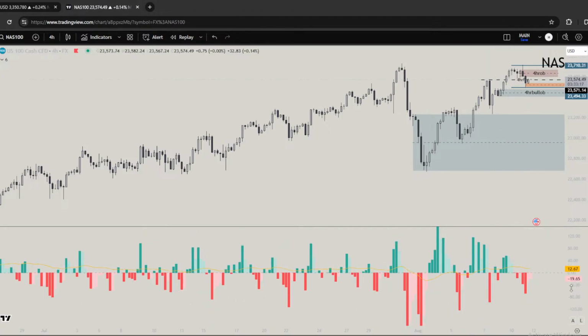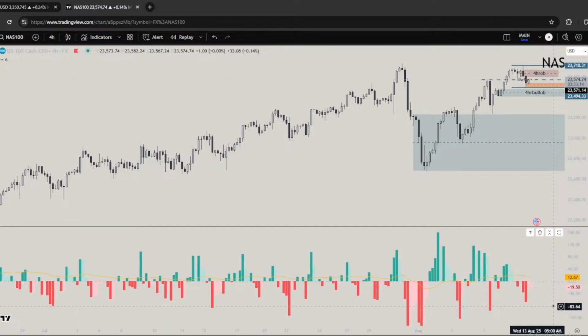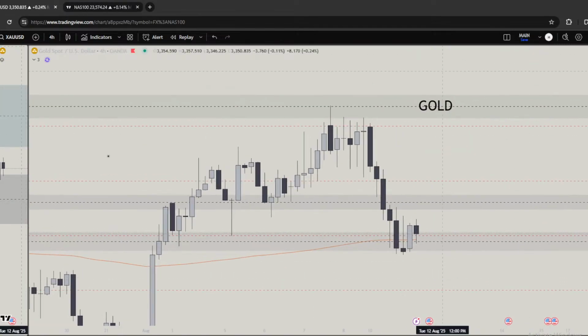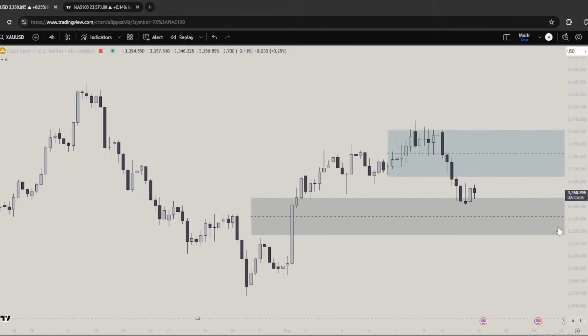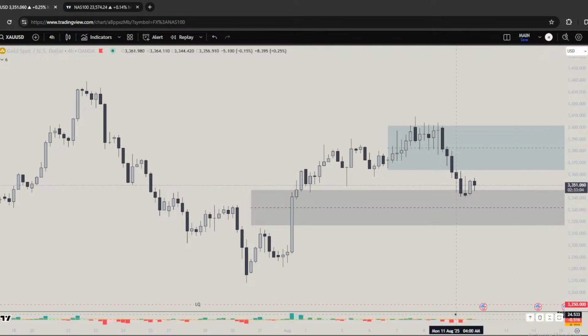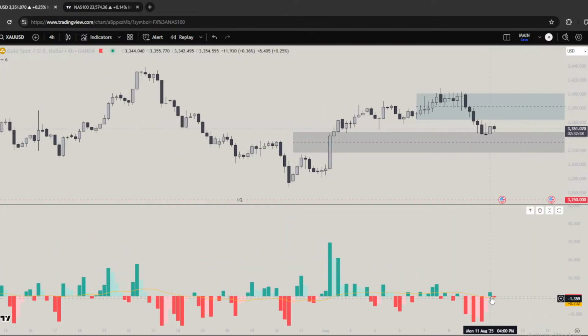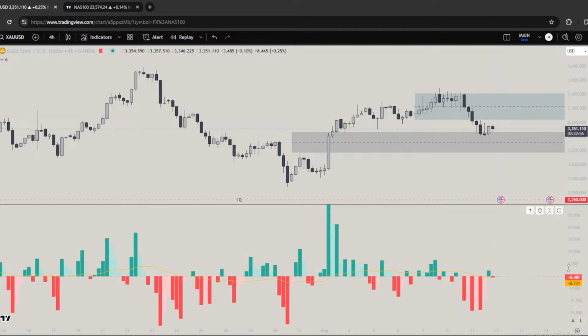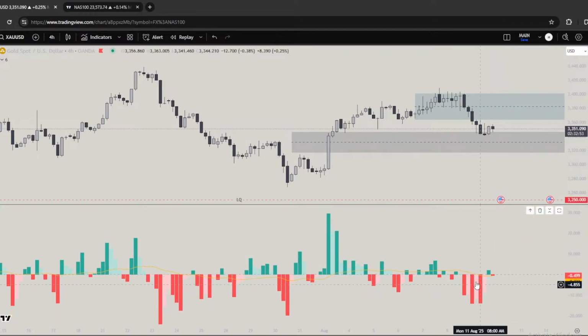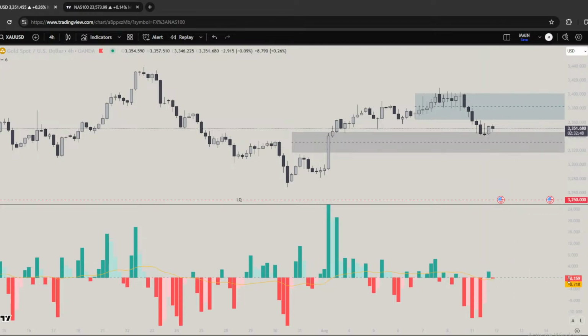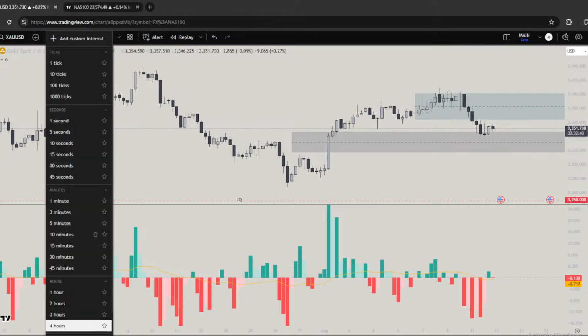Yeah, red, green, red. I look for this to flip green. Yeah, here it is. I expect gold to short too. Green, red. Still expect that to short.